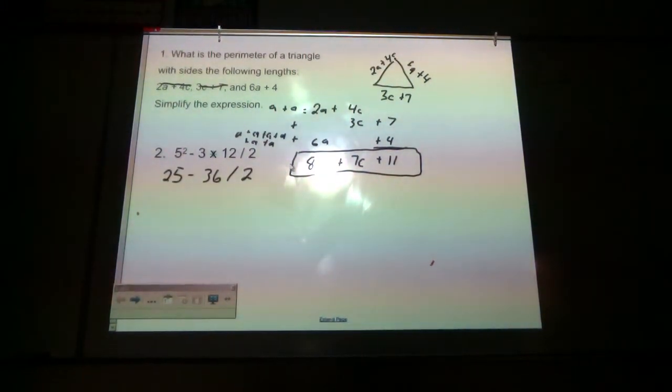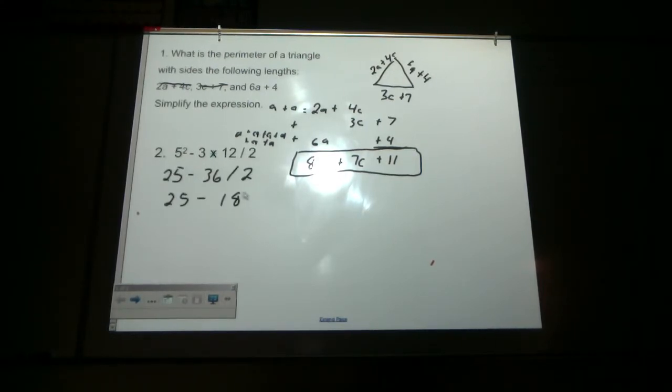So we need to do 36 divided by 2. What's 36 divided by 2? 18. So our problem ends up being 25 subtract 18, and we get a grand total of 7. Okay? So there are your 2 points for today in your homework quiz.